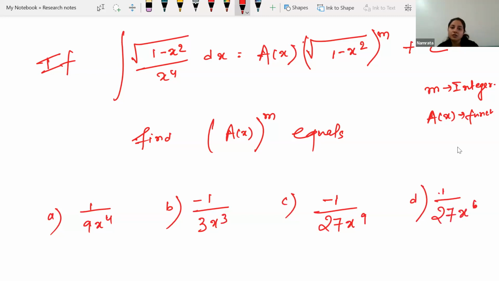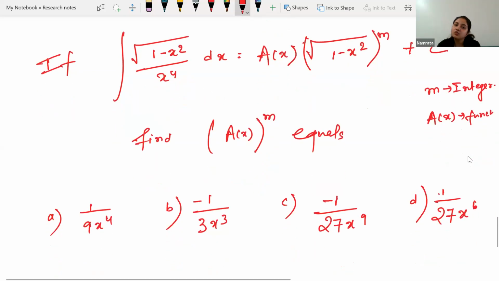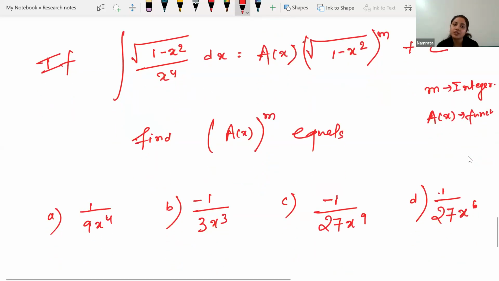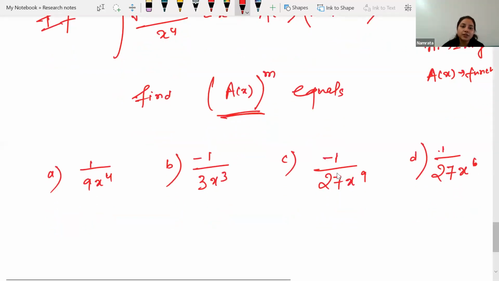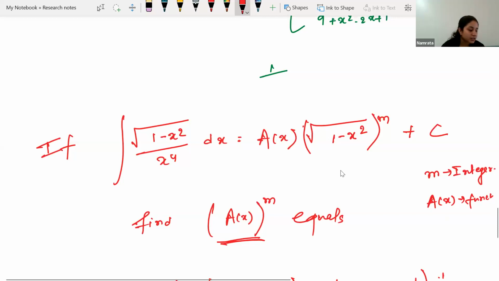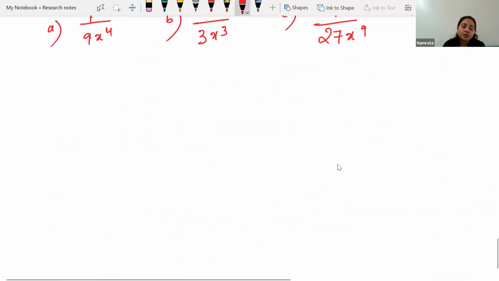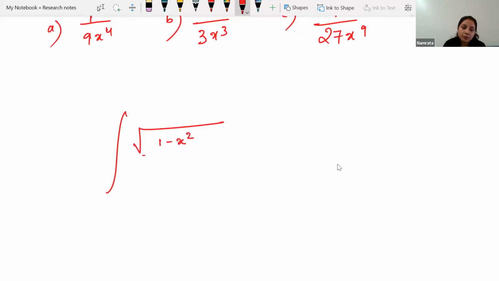Let's see what can be done over here. First we have to find A(x), first we have to find m, and then we have to do this calculation, whatever is asked. Let's do the integration first. So we are having integration of under root 1 minus x square by x to the power 4.